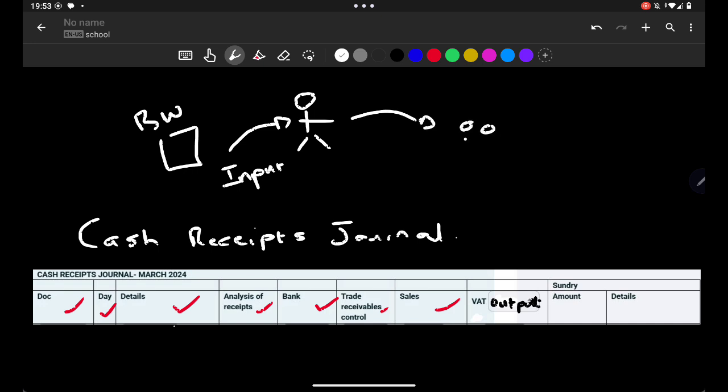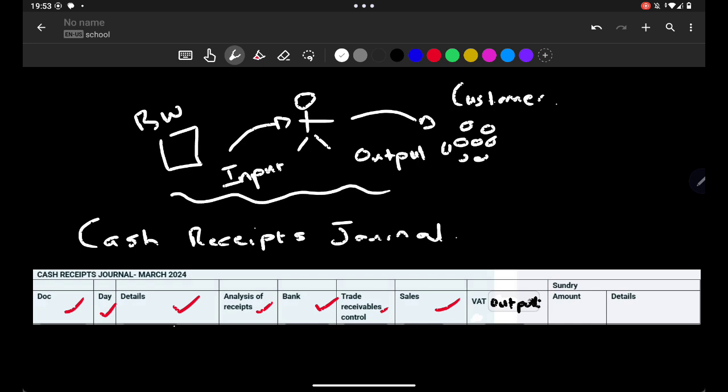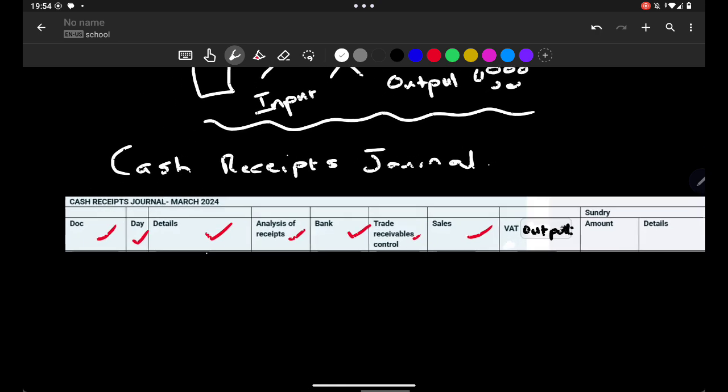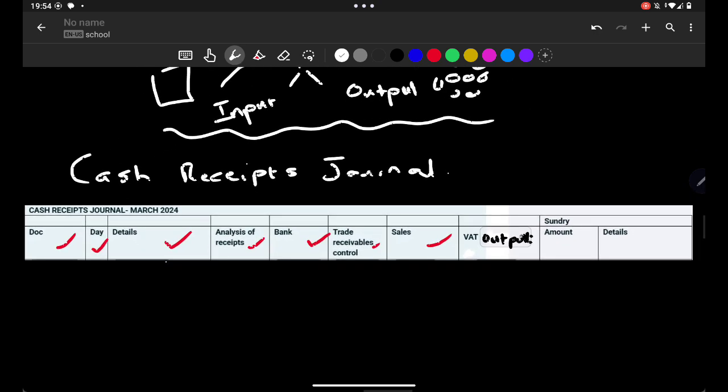So these are all your customers. This is output. You're selling something, so that means the final product is leaving your company, going out of your company, right? So customers there. So that's how you think of VAT input and VAT output. It's very confusing at the beginning while you're still trying to learn it, but if you can understand this example, then the input and output part is fairly simple, right?